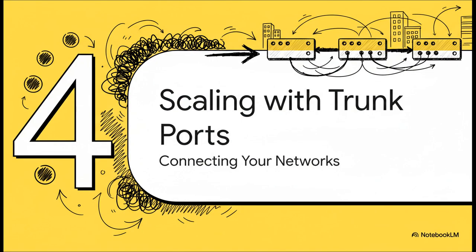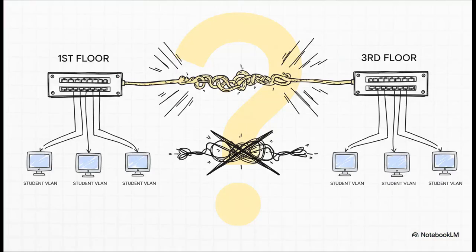Okay, awesome. We have now mastered slicing and dicing a single switch. But what happens when your network gets bigger than one box? How do you stretch these VLANs across an entire building or campus? This is the next big challenge, right? You've got your student VLAN on the switch on the first floor, and you've got more students on the switch on the third floor. You need them to talk to each other like they're in the same room. But you can't just run a new cable for every single VLAN. That would be a cabling nightmare.